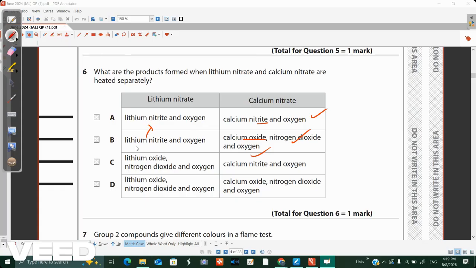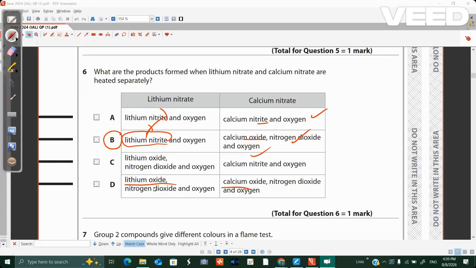And also for lithium, it mentioned lithium nitrite. It cannot be lithium nitrite, right? Why? Lithium is also giving oxide, so it cannot be B, right? My bad, I saw it as lithium oxide. Lithium oxide is there. Both are giving oxides. Lithium is the only metal in group number one that gives oxide when the nitrate is heated. So you are getting lithium oxide and calcium oxide, right? And nitrogen dioxide and oxygen are released. So the answer is D, right?